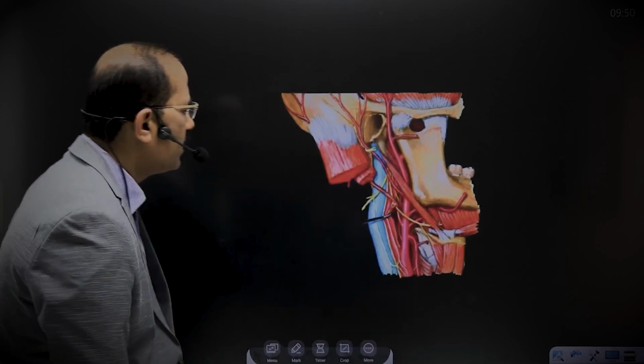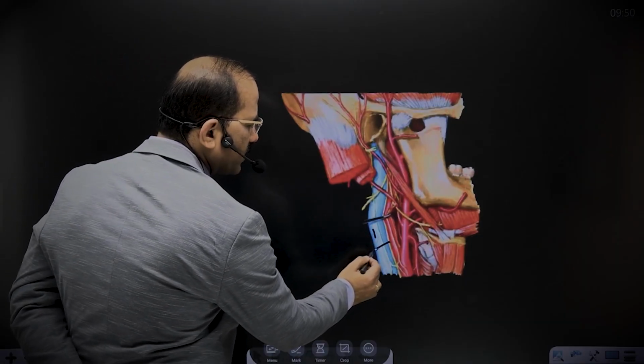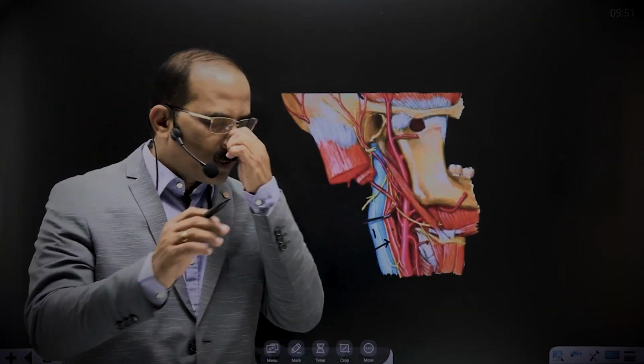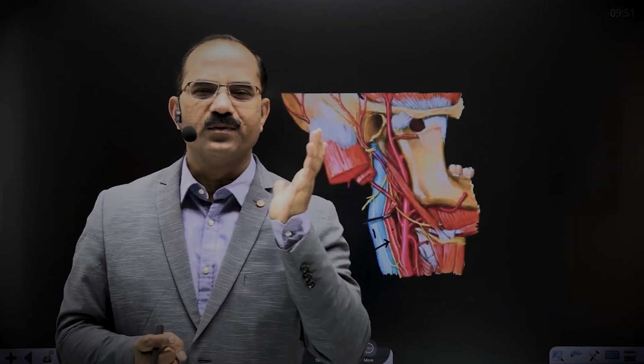Look at this. So that's the internal jugular vein. I'll put this as number 2. That's the vagus nerve here, and that's the internal carotid artery. These 3 are together enclosed in a sheath. What is this sheath known as? The carotid sheath. So what does the carotid sheath enclose? The common and the internal carotid artery, the internal jugular vein, and the vagus nerve.